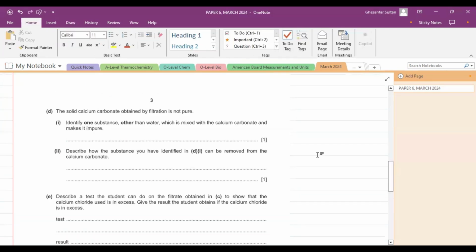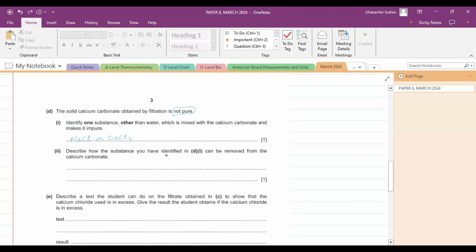Okay. So the solid calcium carbonate obtained by filtration is not pure. Why? Identify one substance other than water which is mixed with the calcium carbonate and makes it impure. What should it be? Sodium chloride is produced during this reaction, and as calcium chloride was in excess, calcium chloride is also present. You can write any one of them.